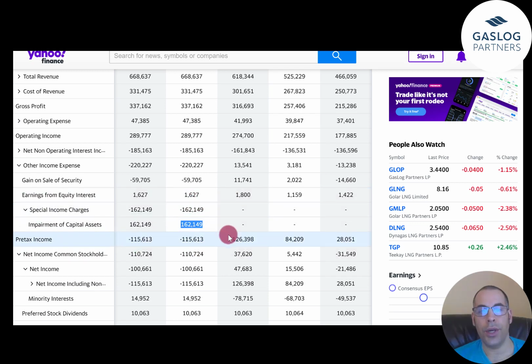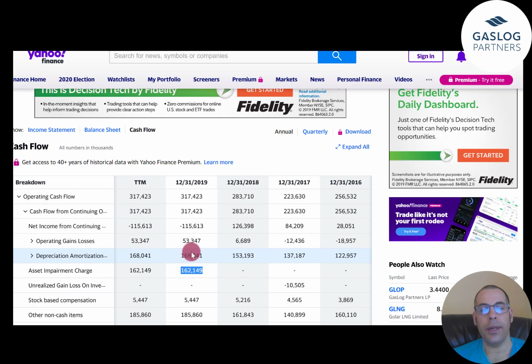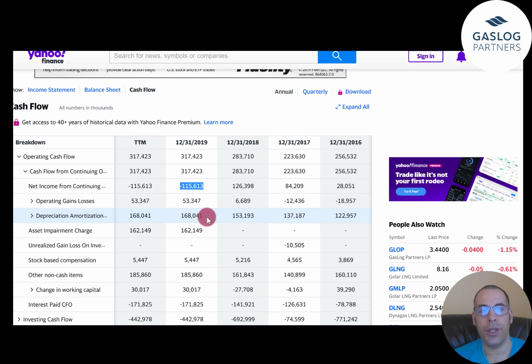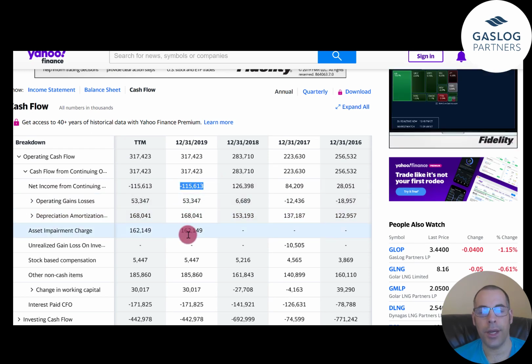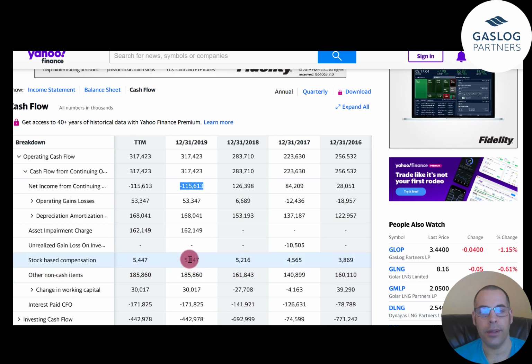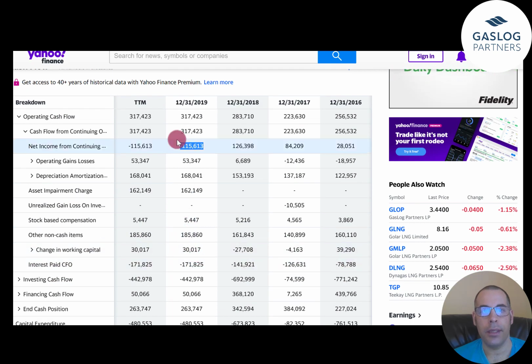Let me show you the $162 million impairment on the cash flow statement. So on the cash flow statement, we have to add back the $162 million because it was a non-cash item. To calculate cash flow from operations, it starts with net income, which was negative. Then it adds back the non-cash items from the income statement. It also adjusts for working capital. So the company did have a positive $317 million of operating cash flow.